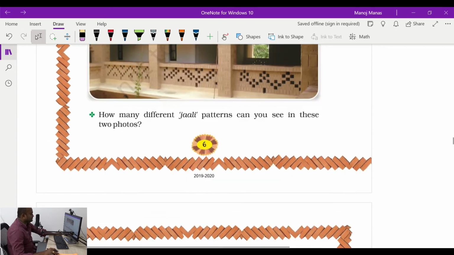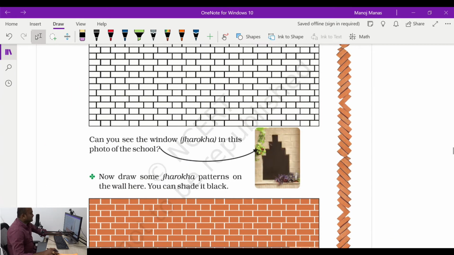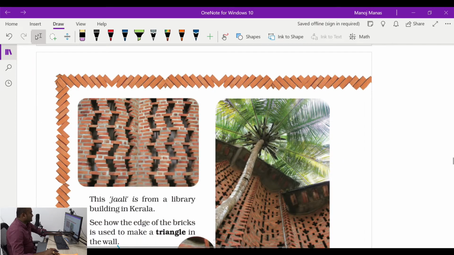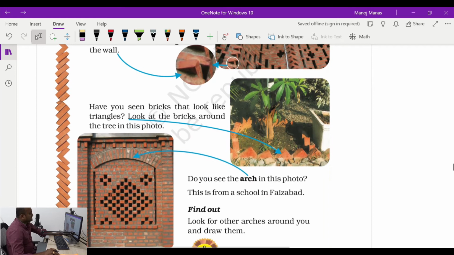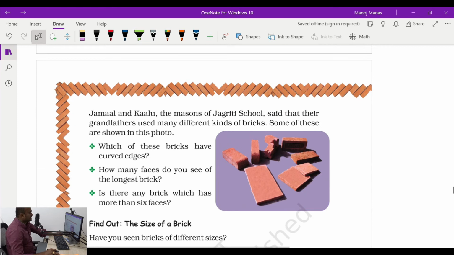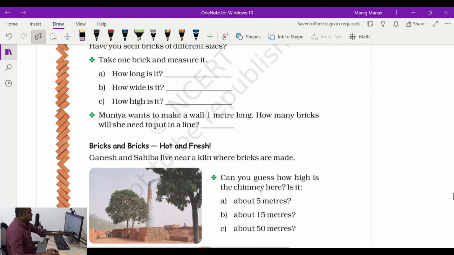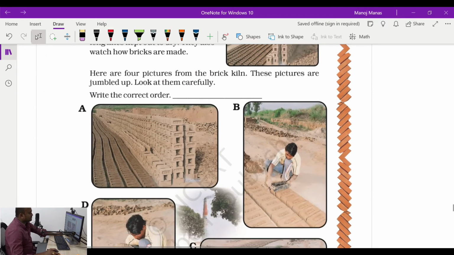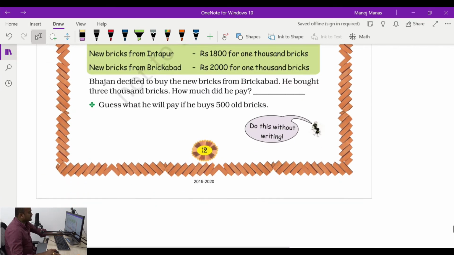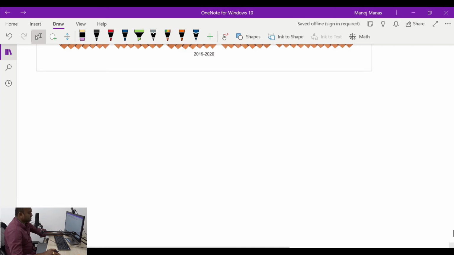They have a very good strategy of introducing the maths concept with the help of real-time examples. At the end they also give calculations related to how many bricks are required, what is the cost of each brick, and for this many bricks how much is the cost. So this is the overview of chapter 1.